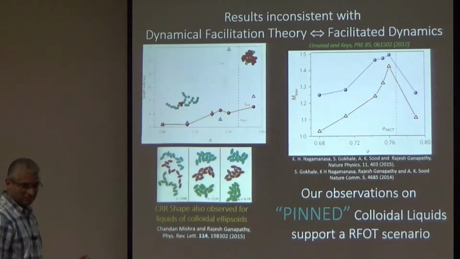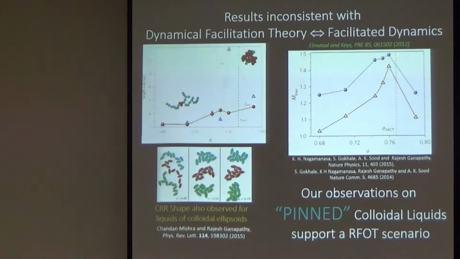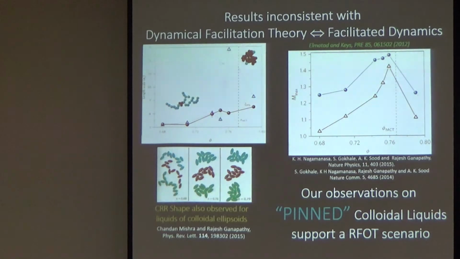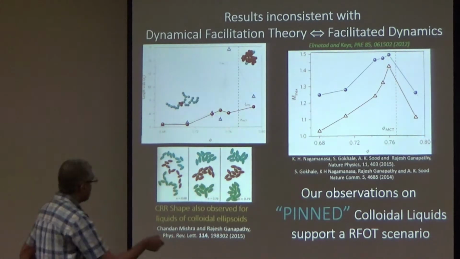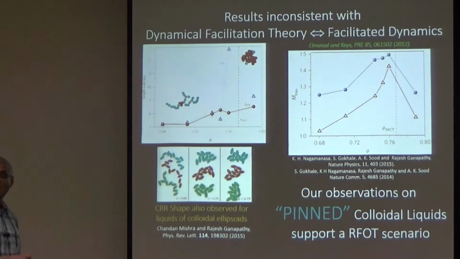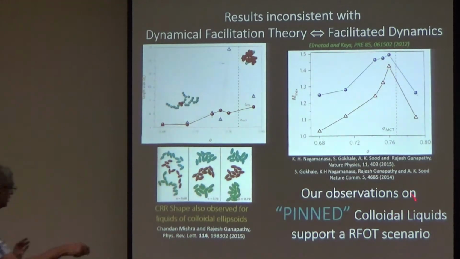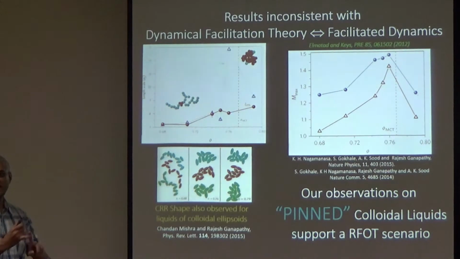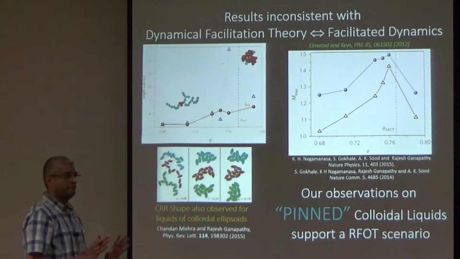The facilitation theory basically says that the only sort of relaxation that can happen are stringy relaxations, but we showed that that's not the case. At the end of this study, we were pretty confident that the RFOT scenario, though I didn't show you mosaics or surface tension, kind of agrees.